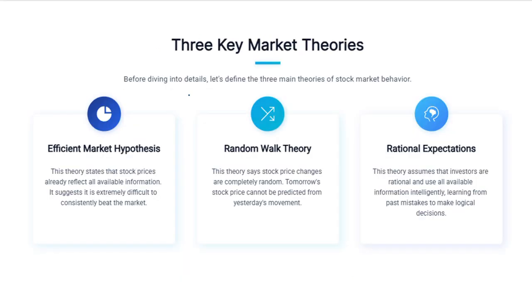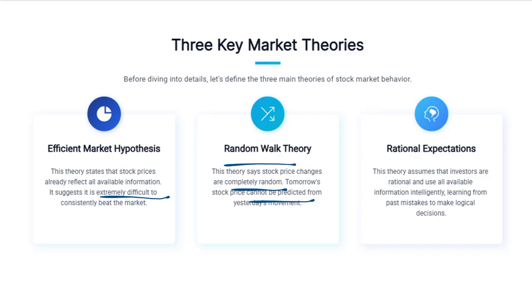However, some market theories say that fundamental analysis and technical analysis are not that effective. The first market theory is the efficient market hypothesis. This theory says that stock prices already reflect all available information. It suggests it is extremely difficult to consistently beat the market. Second is the random walk theory. This theory states that stock price changes are completely random. Tomorrow's stock price cannot be predicted from yesterday's movement.